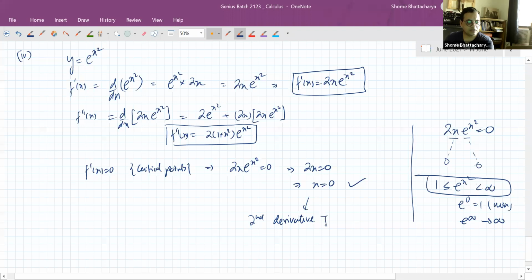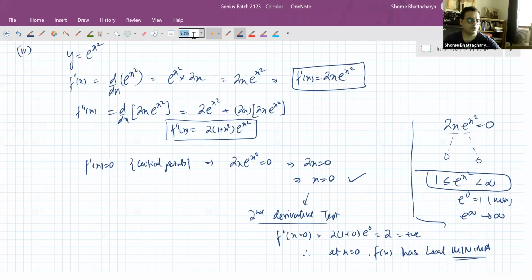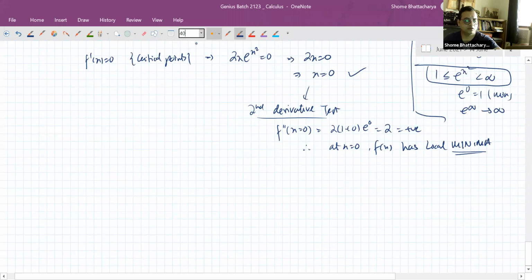Now second derivative test at this point, we can see that f double prime at x equal to 0 is nothing but this thing. So that is 2 into 1 plus 0 e raised by 0. So that is equal to 2. So it's a positive quantity. So that means at x equal to 0, the function has a local maxima. A local minima. Second derivative is positive, so it has a local minima. And it does not have any local maxima, this function. It has only one turning point, which is a dip kind of point. There is no peak kind of point.